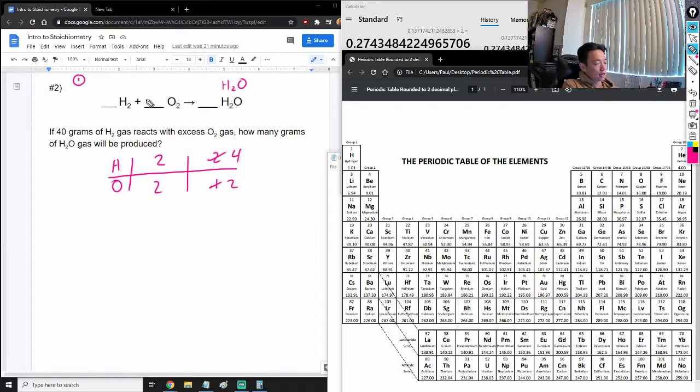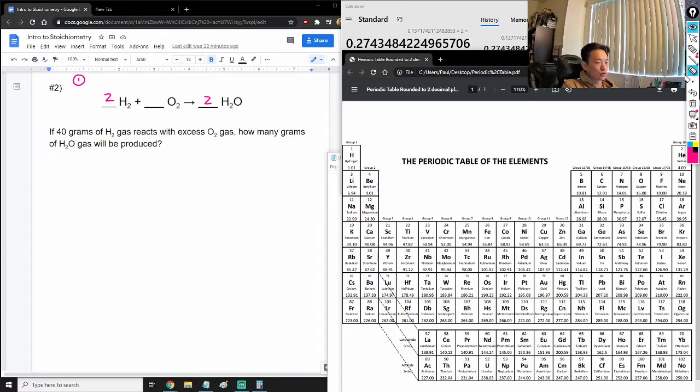Now the H's are not balanced on the left side, so I'm going to add H2. And if I add H2, I have 2, 4. So now everything is balanced. So I just need to write the coefficients now. I'm going to write 2 in front of H2 because there's 2 of them. I don't need to write a number in front of the O2. And then for the H2O, I'm going to write 2 because there's 2 of them. Okay? So there you go. The balancing for that was pretty easy.